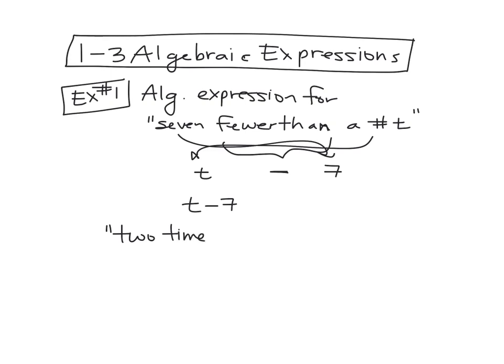2 times the sum of A and B. Right, so the sum of A and B means you're adding A and B, but you have to put that in parentheses, okay? So it's 2 times the sum of A and B, okay? So A and B added together times 2, okay? 2 times the sum of A and B.